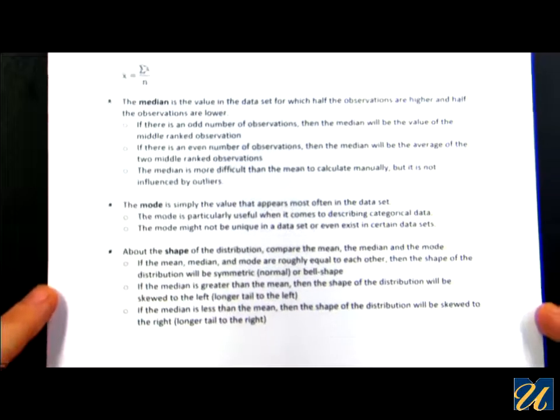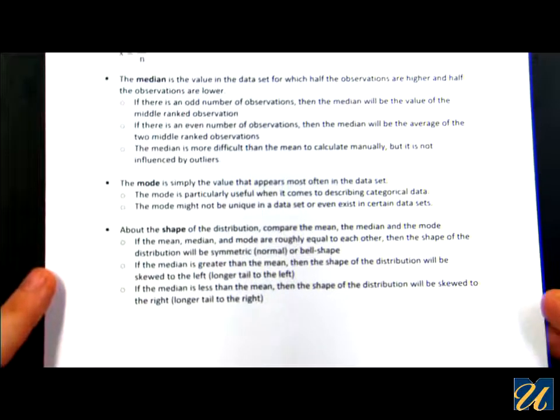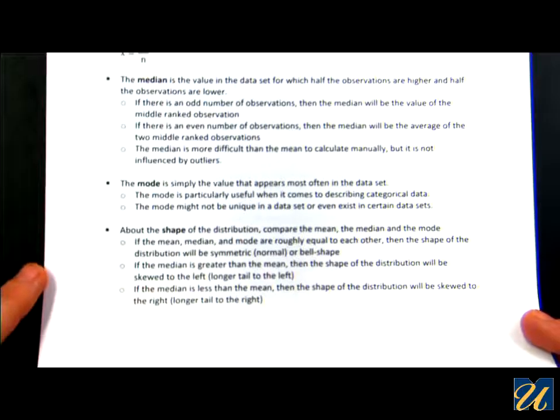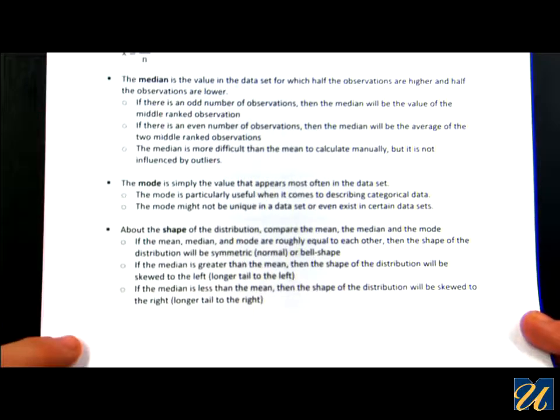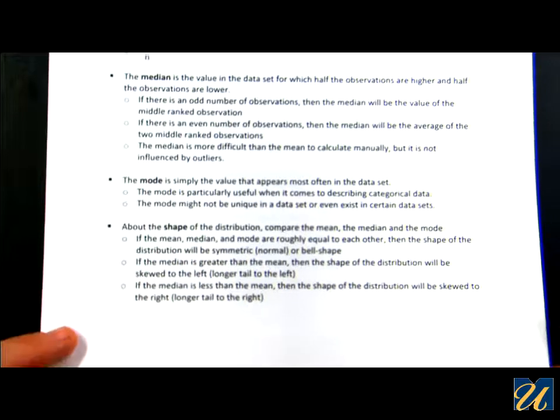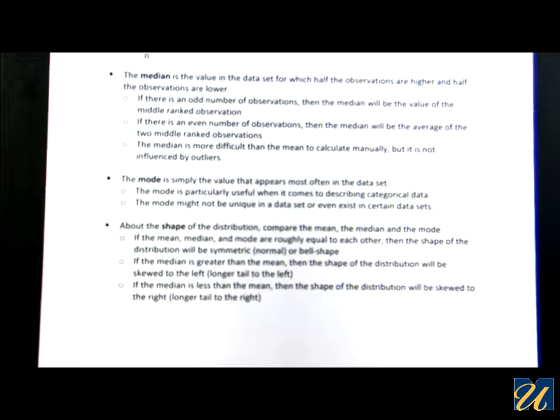On the other hand, the mode is simply the entry that appears most often in the data set. The mode is particularly useful when it comes to describing categorical data. The mode might not be unique in a data set or might not even exist in a certain data set. That means you might not have a mode in a specific data set, or you may have 2 or 3 modes, as long as we remember that the mode is the entry with the highest frequency.